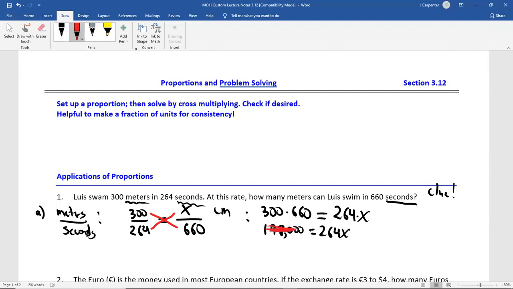Divide both sides. Again, I don't even care what this number is right now. I'm only looking at the 264x. That tells me what to do: divide both sides by 264. If you do that division, you definitely want to use a calculator. In the interest of time, that gives us x equals 750.